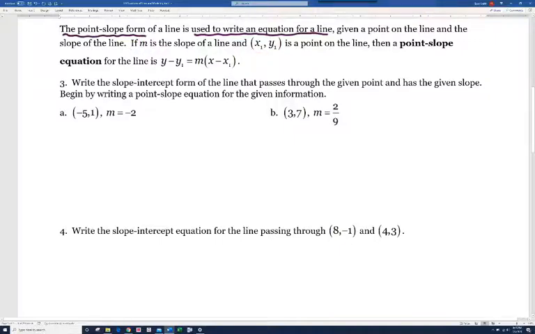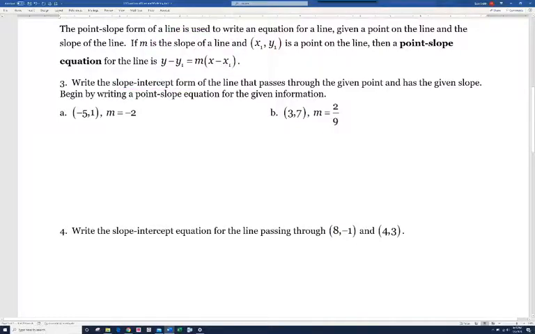All right, so let's move on down to the bottom here now. It says write the slope-intercept form of the line that passes through the given point and has the given slope. Begin by writing a point-slope equation for the given information. And in fact, that's how we normally start. We use the point-slope equation to write an equation of the line. But you'll notice the form is kind of weird, and so we actually solve it for y, and that gives us the slope-intercept form, which ultimately is the form of our answer.